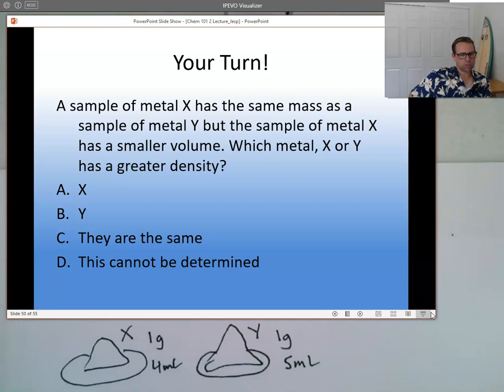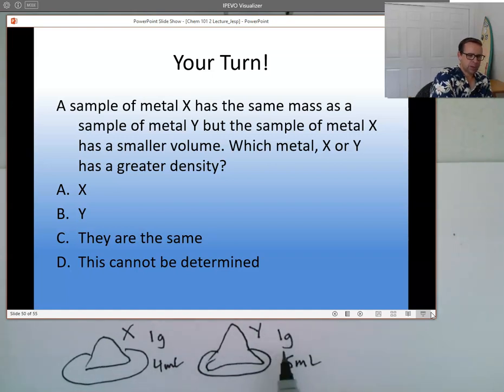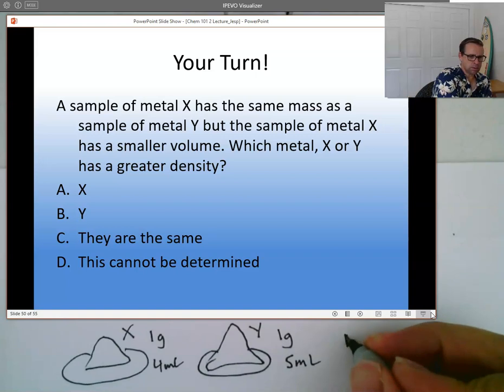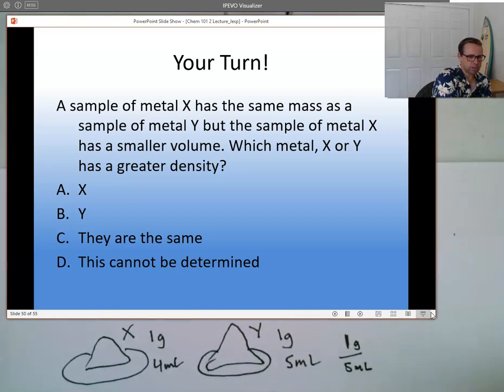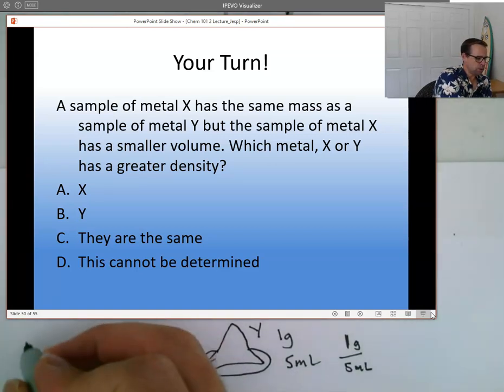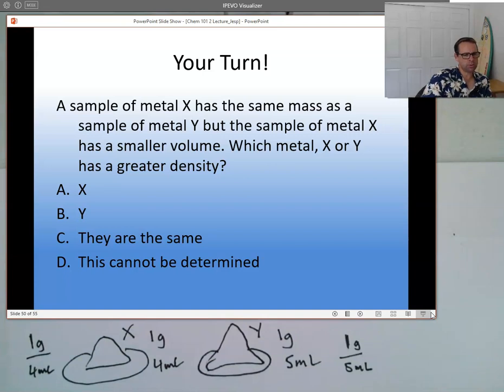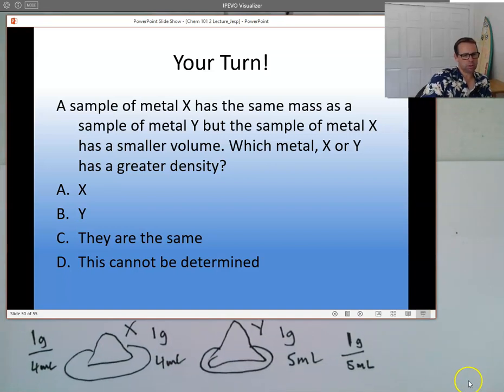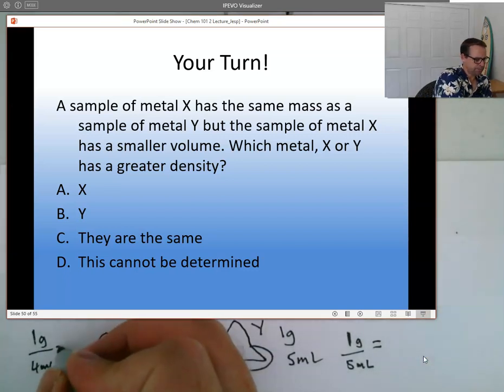So, which one of these has a greater density? Why? If I take 1 divided by 5, which is 1 gram divided by 5 milliliters, is that going to be larger than 1 gram divided by 4 milliliters? Why don't you put that in your calculator? What are the answers here?